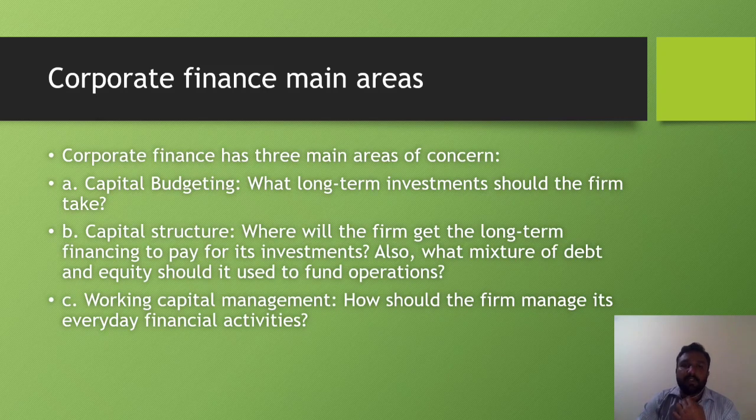Now the main areas of corporate finance. Corporate finance has three main areas of concern. Number one is capital budgeting: what long-term investments should the firm take? Then the capital structure: how will the firm get the long-term financing to pay for its investments? Also, what mixture of debt and equity should it use to fund operations? And number three is working capital management: how should the firm manage its everyday financial activities?